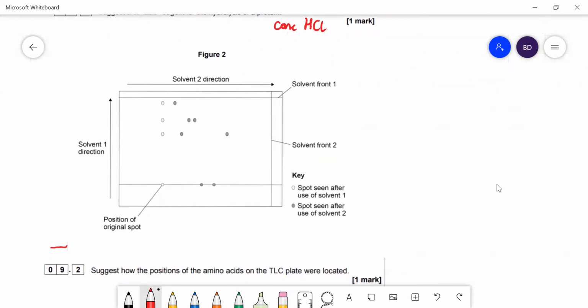Right. Suggest how the positions of the amino acids on the TLC plate were located. Well, amino acids, you won't see them, they're not colored. So there's two ways. The best way is you spray with a chemical called ninhydrin. Let's make sure the spelling's right. Spray with ninhydrin, and most of them turn into a purpley spot. Alternatively, you could view under UV light. Right. So either one of those.